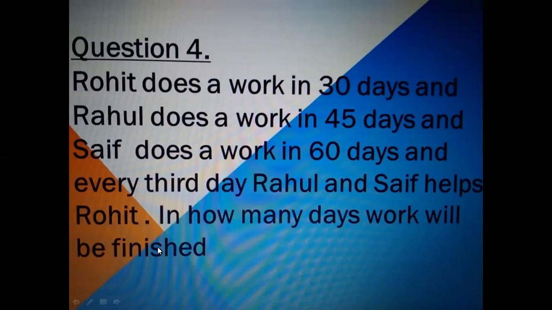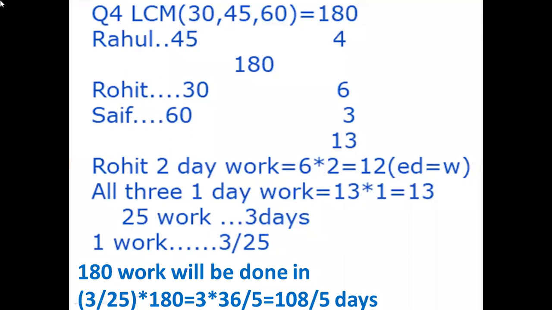So you have to find how much work is done in the first 2 days, and on the third day, these three, Rohit, Rahul, and Saif, are working. Rahul does the work in 45 days, Rohit in 30, and Saif in 60. So you just find the LCM of these three, you're getting 180. In fact, this 180 is the total work.